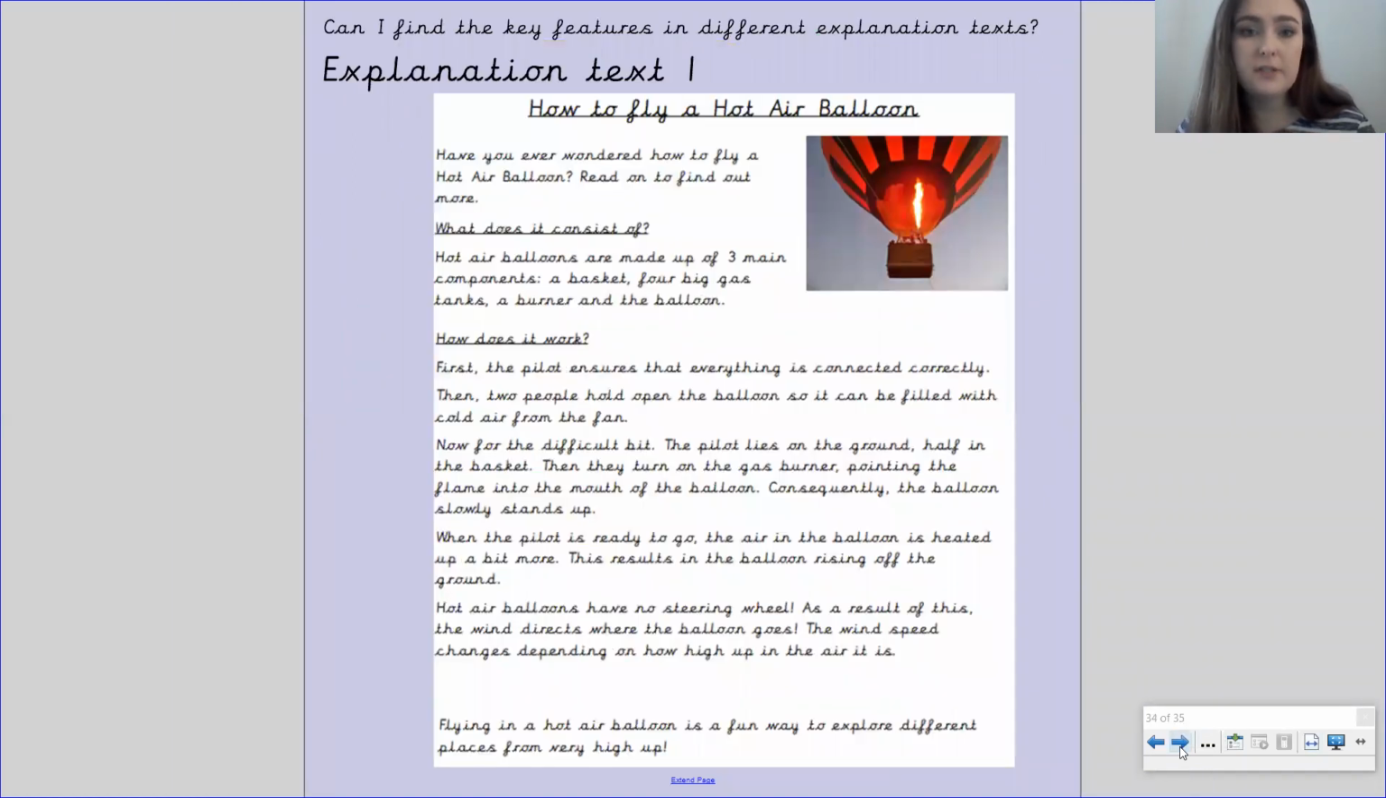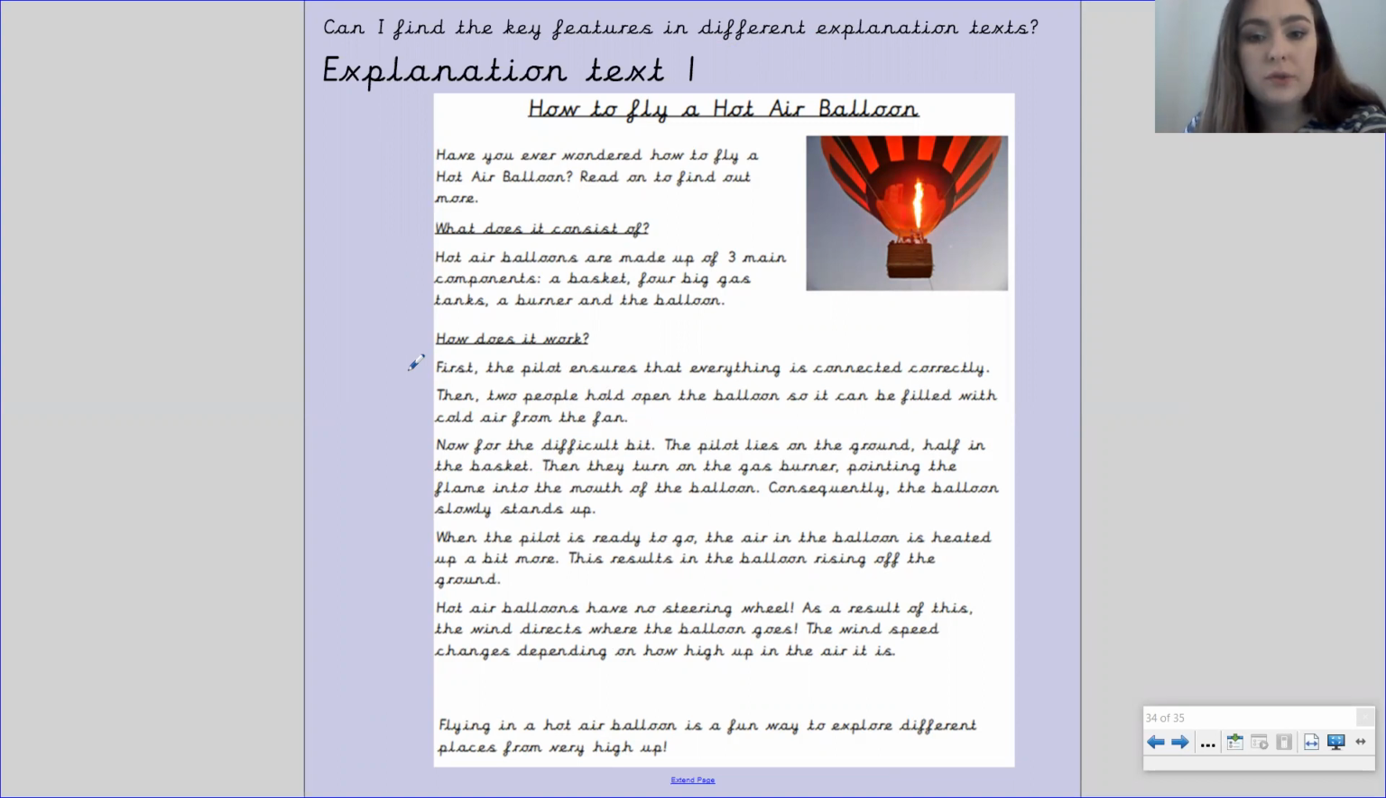So here is the first explanation text. It's called How to Fly a Hot Air Balloon. So I'll read it to you, and then you need to make a note of each of the key features. So we've got how to fly a hot air balloon. Have you ever wondered how to fly a hot air balloon? Read on to find out more. What does it consist of? Hot air balloons are made up of three main components: a basket, 4 big gas tanks, a burner, and the balloon. How does it work?